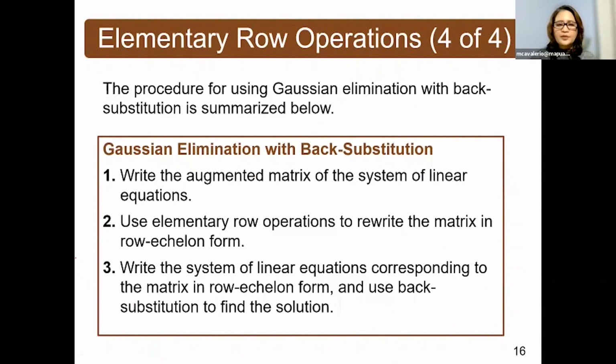So, the procedure for using Gaussian elimination with back substitution is summarized below. First, we write the augmented matrix of the system of linear equations, and then we use elementary row operations to rewrite the matrix in row echelon form. And we write the system of linear equations corresponding to the matrix in row echelon form and apply back substitution to find the solution.